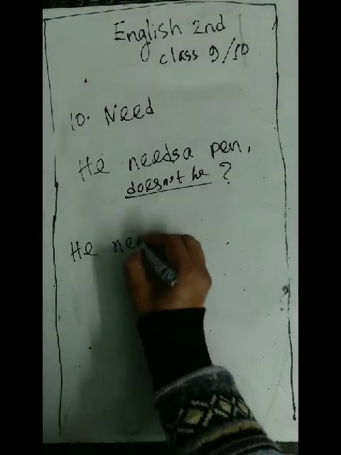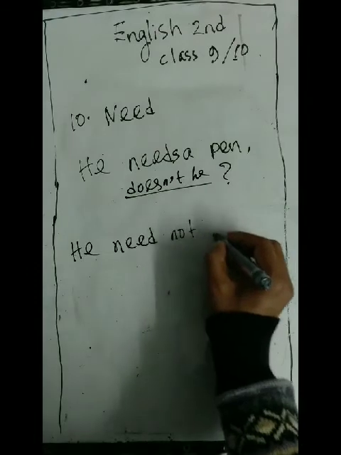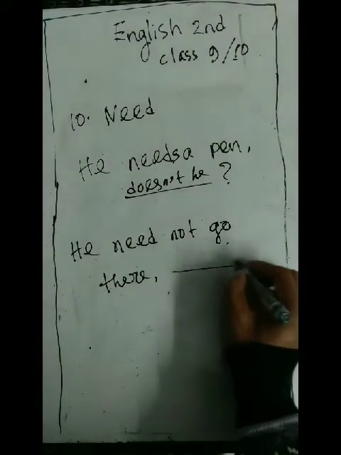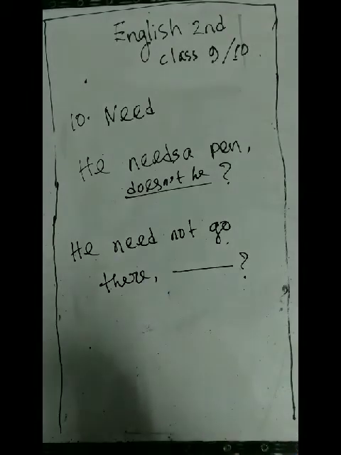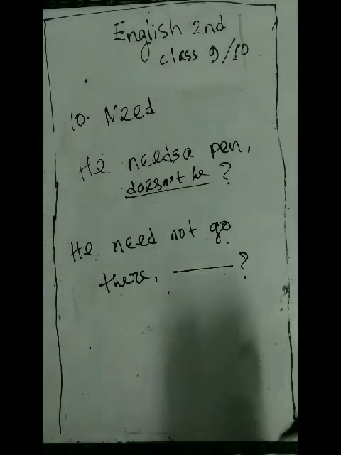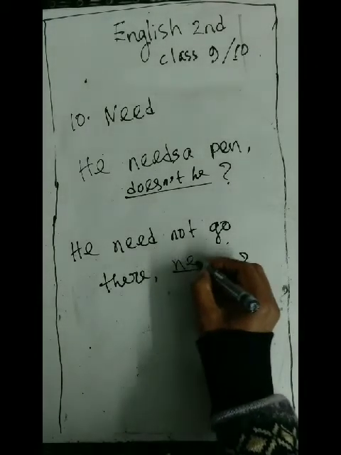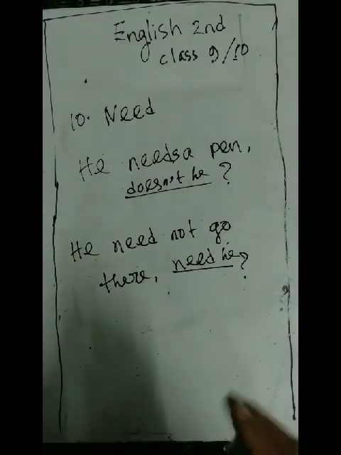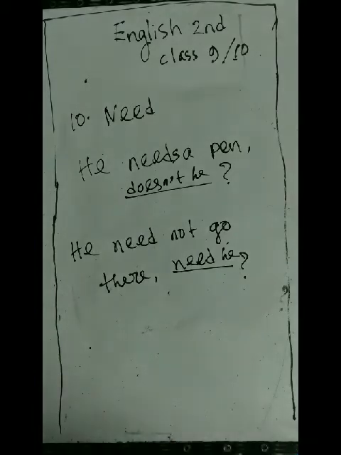But look at the second example. He need not go there. Here need is the modal verb, because go is the main verb. So you will use need in the tag question. So, need he? In this way, you can make tag questions.